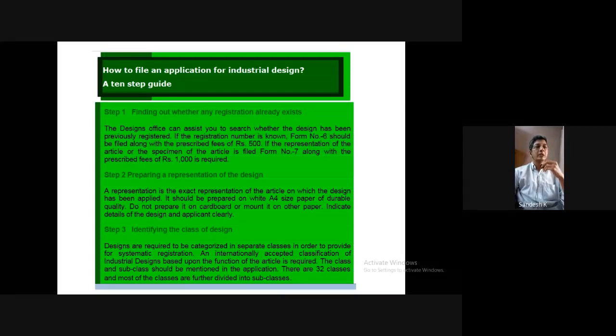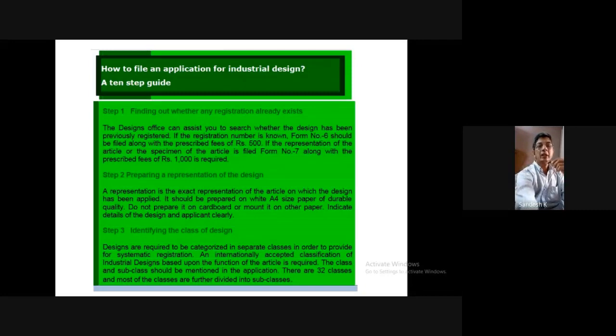Second one, representation. Representation is just a color printout on an A4 paper sheet of whatever you want to file, maybe from 2-3 different angles. That is the most important thing. Then identifying the class. I already showed you the 32 different classes. You mention in the application which class it belongs to. Next slide.